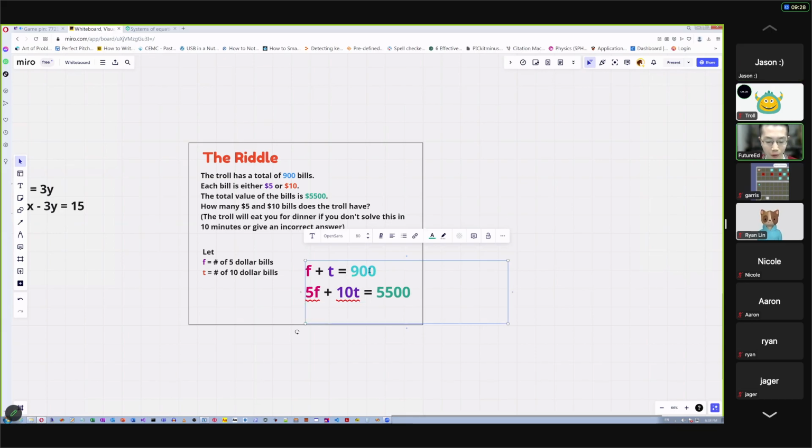So today I want to teach you guys how to solve the riddle that the troll gave us, using substitution. We can actually solve it with elimination too, but for today we're just going to tackle substitution.